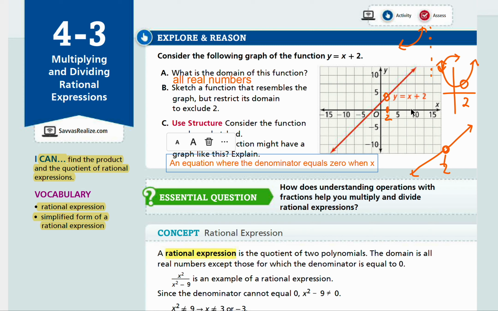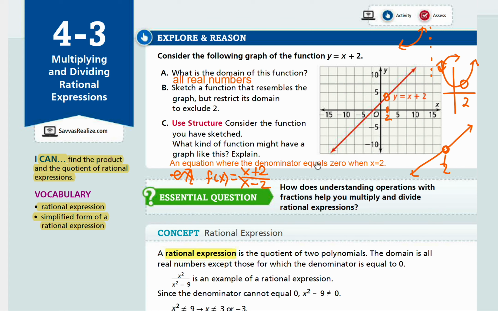Yeah, so let me write an example here. So for example, you can have a function that has 2 over x minus 2. Yeah, so this is just an example.